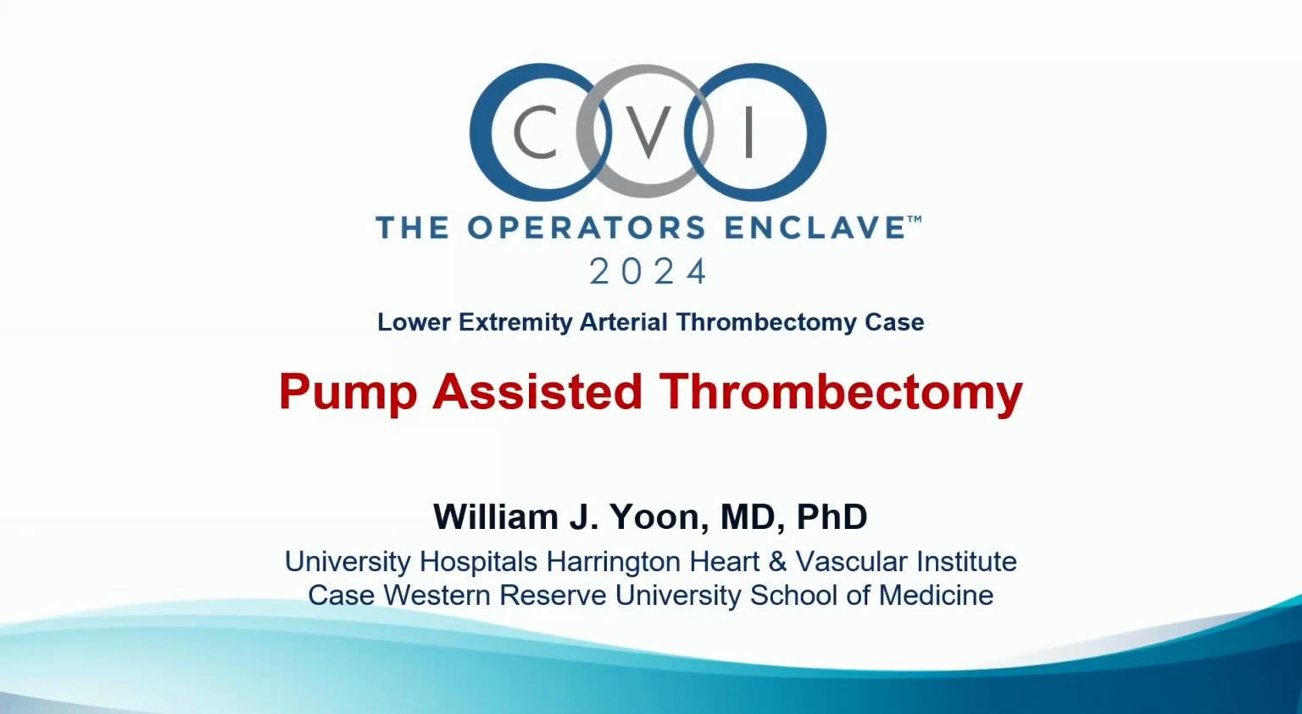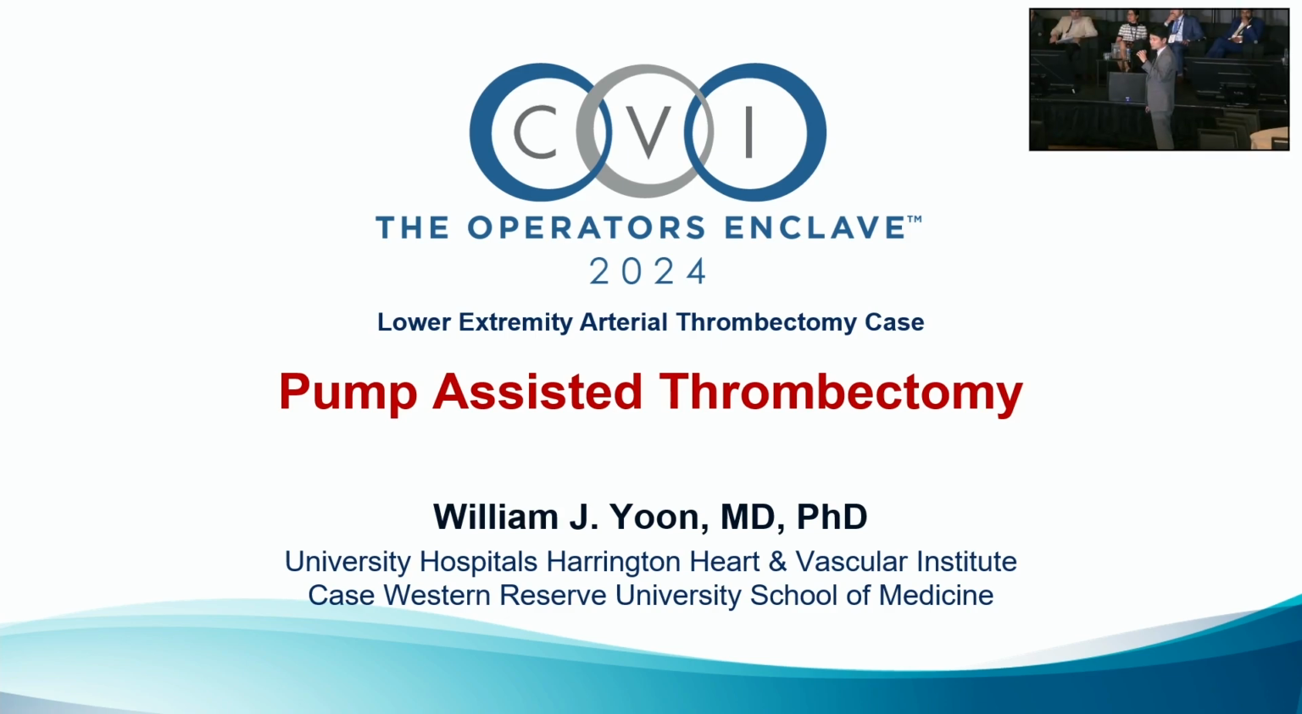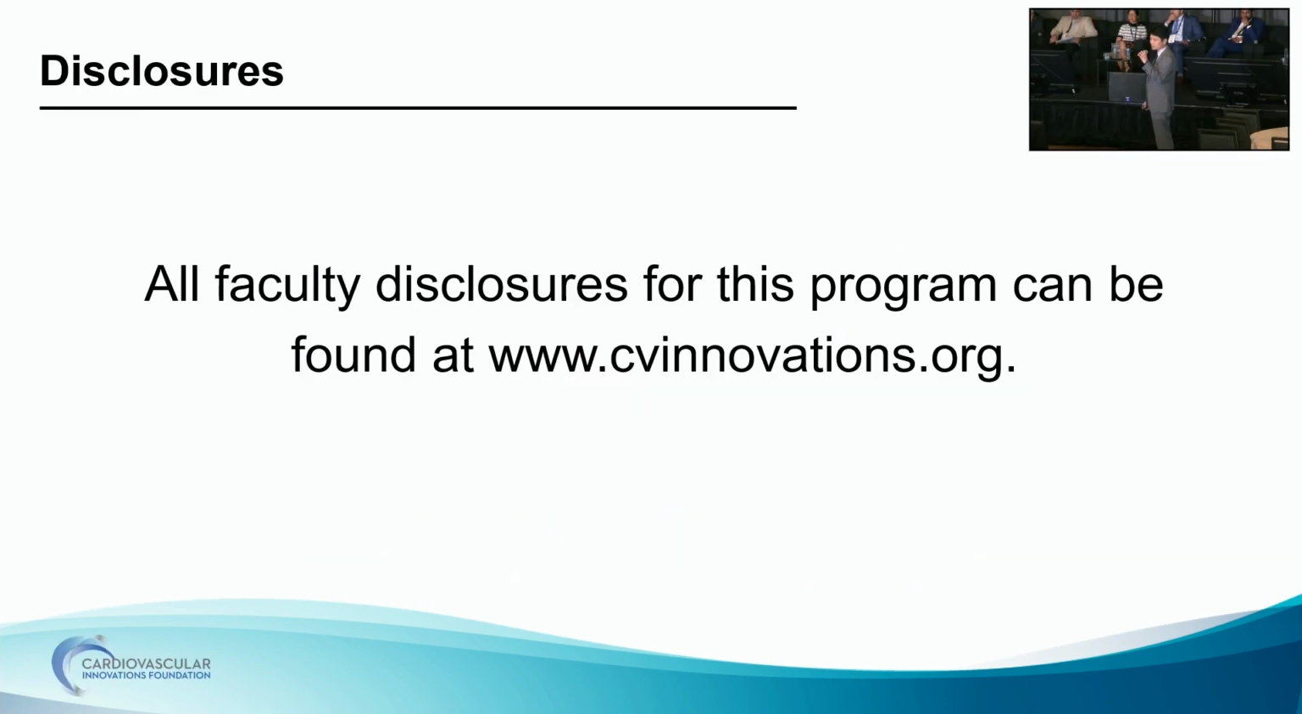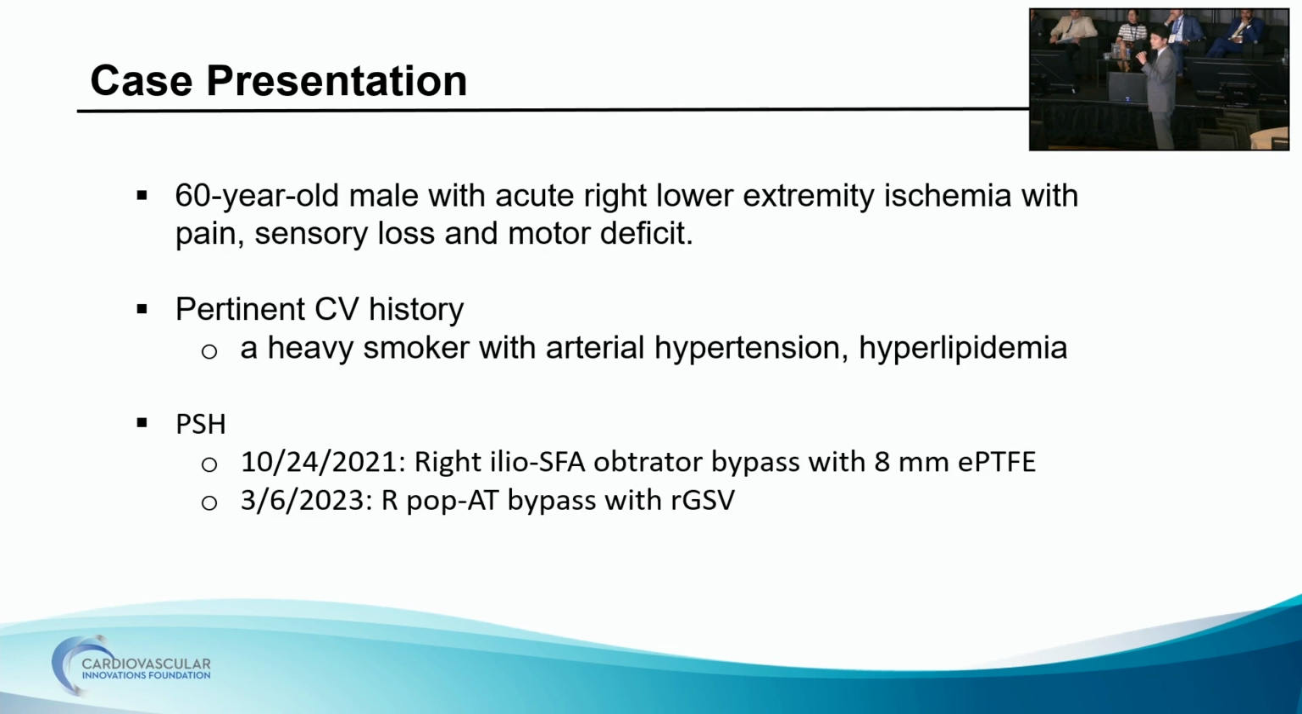So Dr. Yoon is going to be talking about a pump-assisted thrombectomy, and we'll try to make it more interactive. Thank you very much for the invitation, and I'd like to present a case where we used a pump-assisted thrombectomy. This particular patient is a 60-year-old male with acute limb ischemia 2B with sensory motor loss, with the usual past medical history including heavy tobacco use, hypertension, and hyperlipidemia.